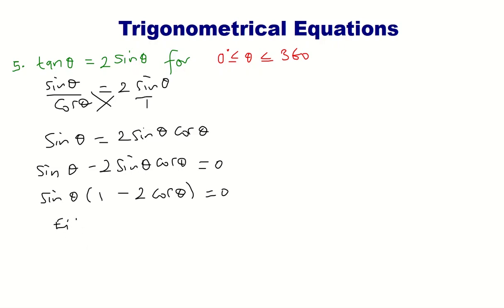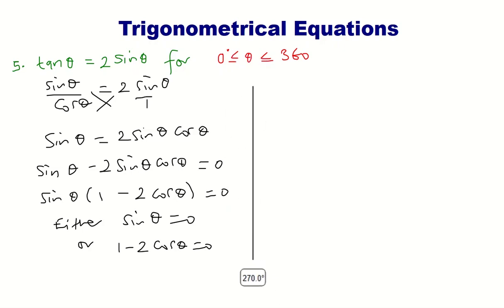So either sine theta equals 0 or 1 minus 2 cos theta equals 0. Now we use these two. Each of these will give us solutions or values of theta. The same way we said we cannot cross out these, because when we eliminate them, we are ignoring some values of theta.